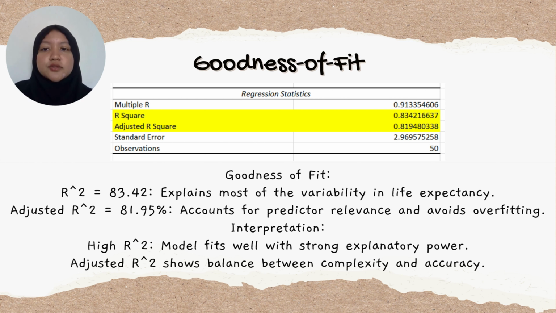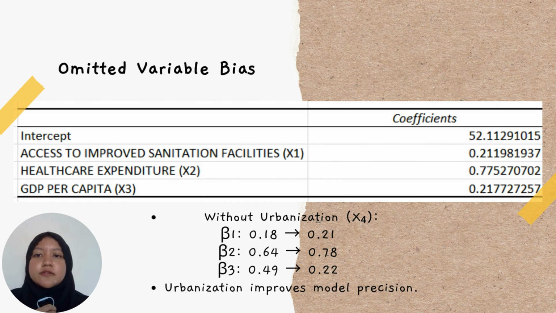The high values of both R-squared and adjusted R-squared confirm that the model has strong explanatory power and strikes a good balance between complexity and accuracy. This indicates that the chosen predictors, which are sanitation, healthcare spending, GDP per capita, and urbanization, are highly relevant for explaining life expectancy. Removing urbanization from the model results in a significant change in the coefficients of the other variables. For instance, the coefficient for healthcare spending increased from 0.64 to 0.78, while GDP per capita dropped from 0.49 to 0.22. This highlights the interdependence of the variables and the importance of urbanization in the model.